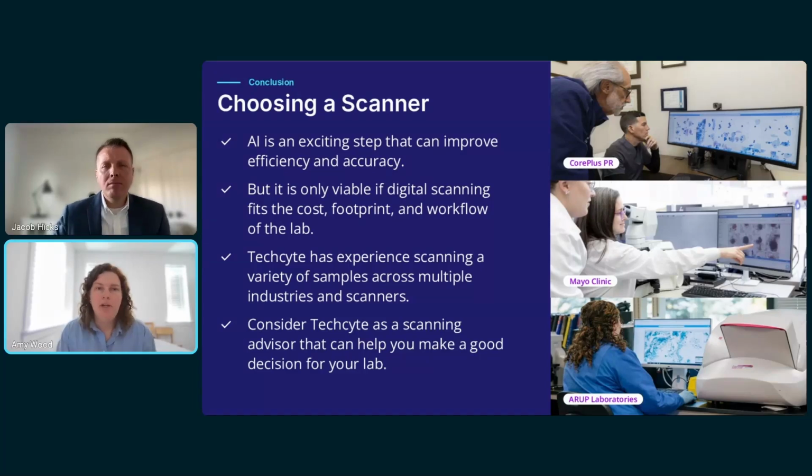At Techcyte, we have a lot of experience scanning a variety of samples across multiple industries and across multiple scanners. And because of that, we've seen all the challenges that can come up in the lab, like people preparing on the back of a slide, so that we can build those things into our system to make sure that either they don't happen or we can detect them when they do. So we'd like you to consider Techcyte as a scanning advisor because we have this behind the scenes look at all the scanners. We can really work with you and help you choose the right scanner, the right scan profile, all the things that you'll need to implement this in your lab.